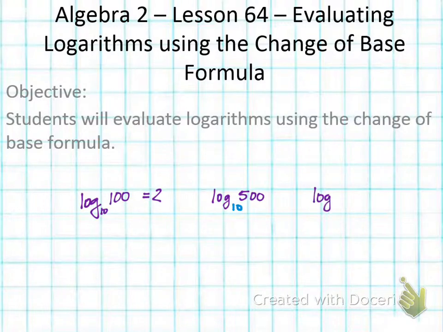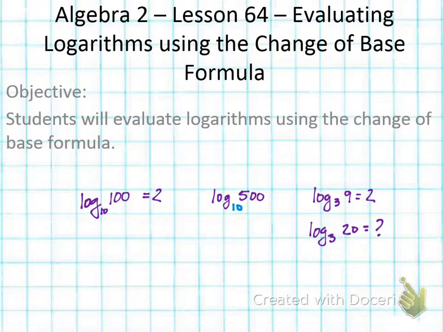But let's think about this differently. What happens if we have log base 3 of 9? Well, there's no calculator button for log base 3, but we know 3 to the power of 2 is 9, right? So that one's easy. But what happens when you have a more complicated problem like log base 3 of 20? Well, I know 3 to the power of 2 is equal to 9, and I know 3 to the power of 3 is equal to 27. So this number has to be between 2 and 3, but what exactly is it? So that's the question we're looking at today.